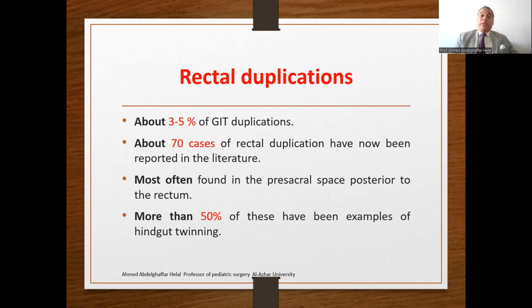Finally, rectal duplication. It is about 3 to 5% of the gastrointestinal duplications, and about 70 cases of rectal duplication have now been reported in the literature. Most often found in the presacral space posterior to the rectum. More than 50% of these have been examples of hindgut twinning, double hindgut.